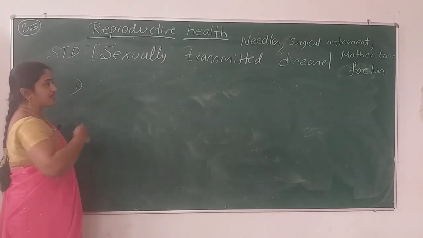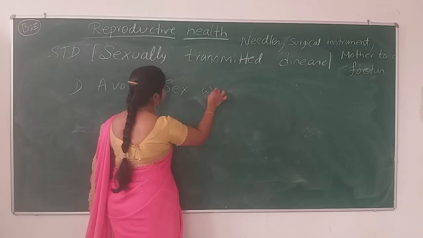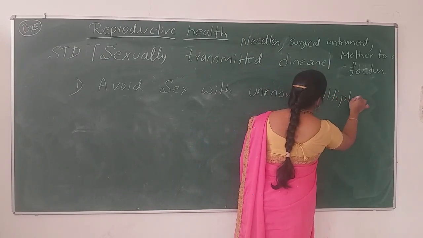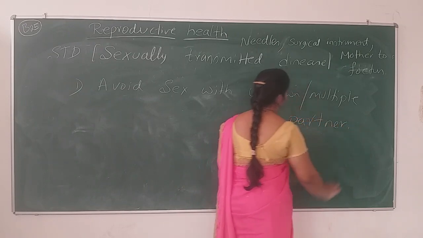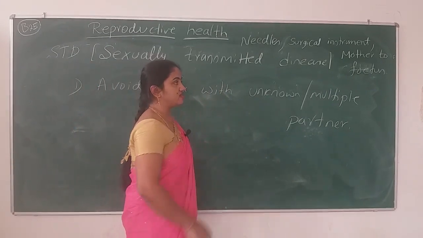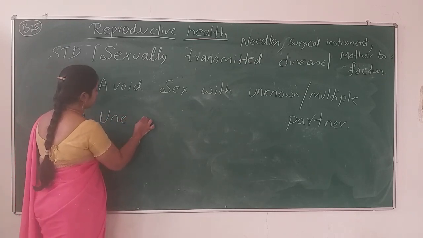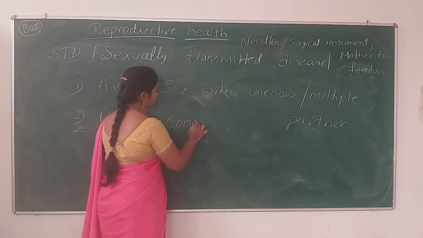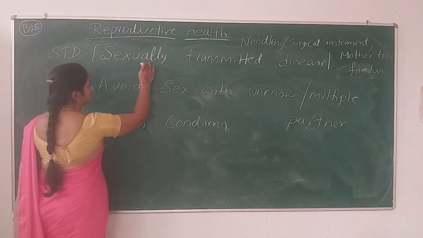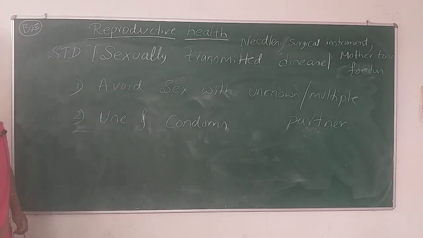The first rule we have to adopt in our life is avoiding sex with unknown or multiple partners. If we adopt this rule, we'll be free from those harmful, dangerous diseases. Next, use contraceptives like condoms. It will be safer. It will keep you on the safe side. If the couple start using contraceptives, they will be free from STDs.